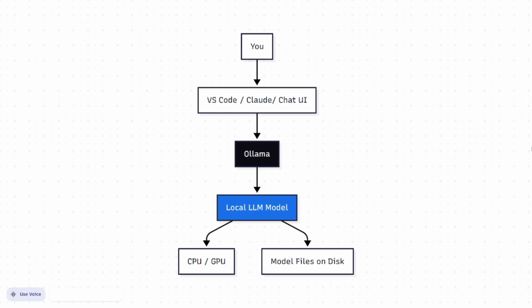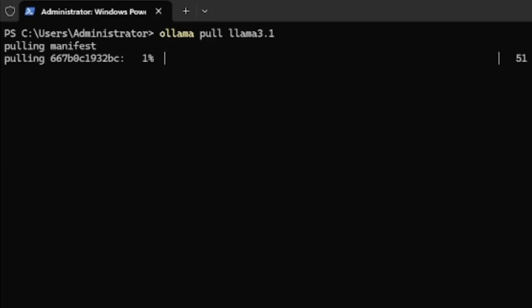So that we have to copy on your machine. And this part is honestly pretty crazy because downloading AI models today feels almost like installing an npm package. So let's pull Llama 3.1.